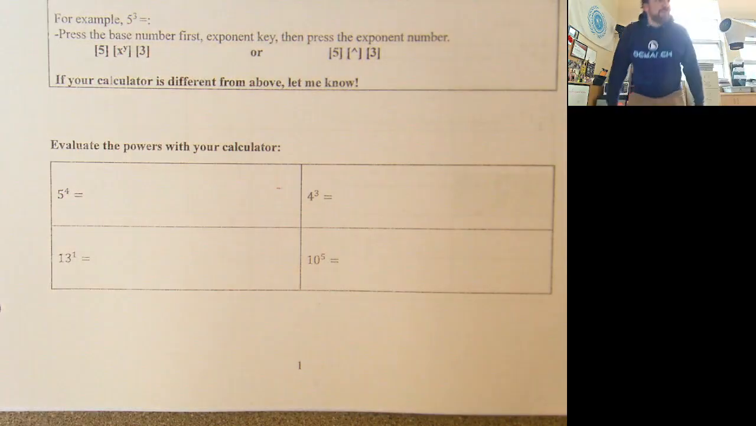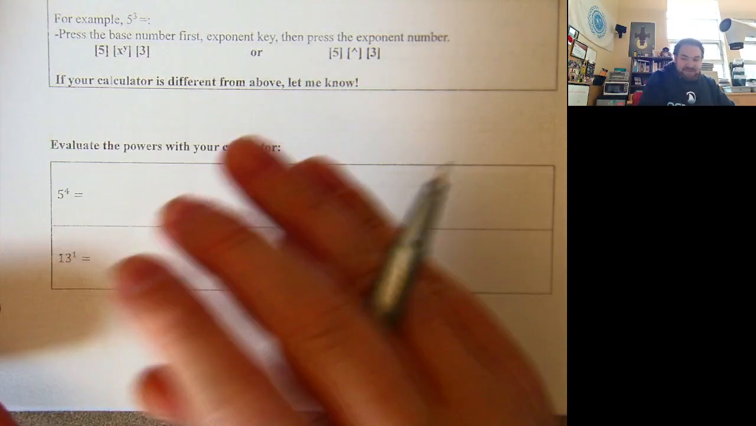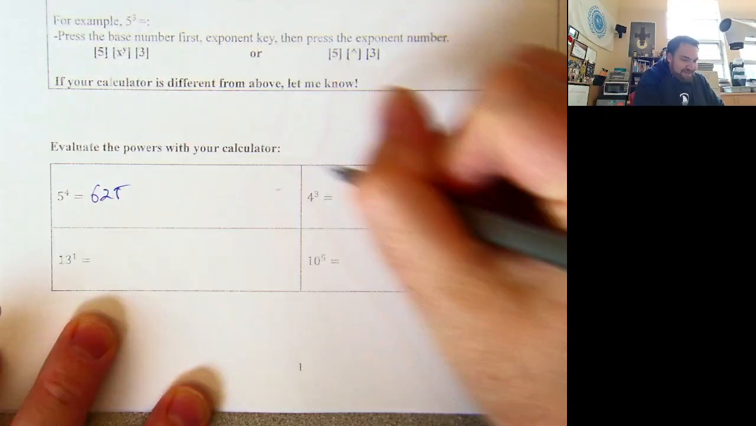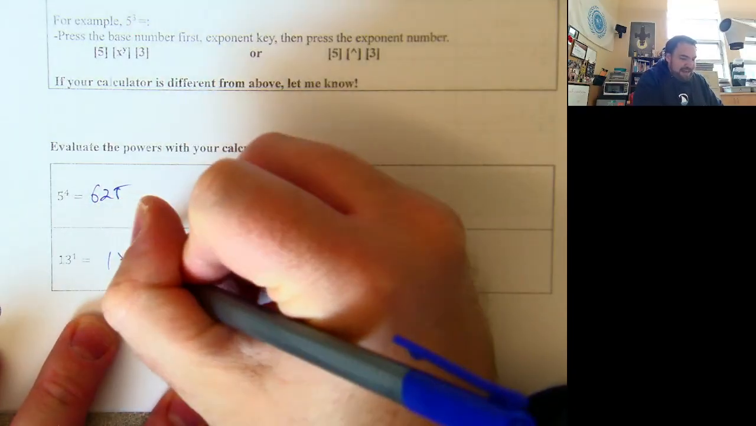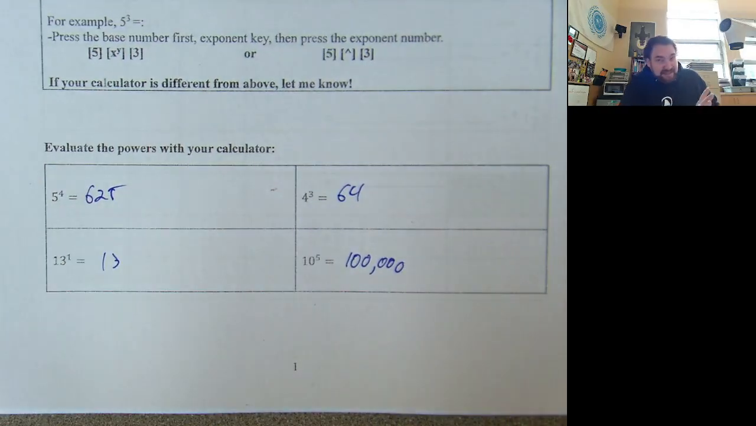Don't work ahead. I want to make sure all the bits and pieces are there. Carson, you figured it out with your calculator? Did you get these numbers? 625, 64, 13, and 100,000? Okay, cool. Fantastic. When you're ready, flip the page.